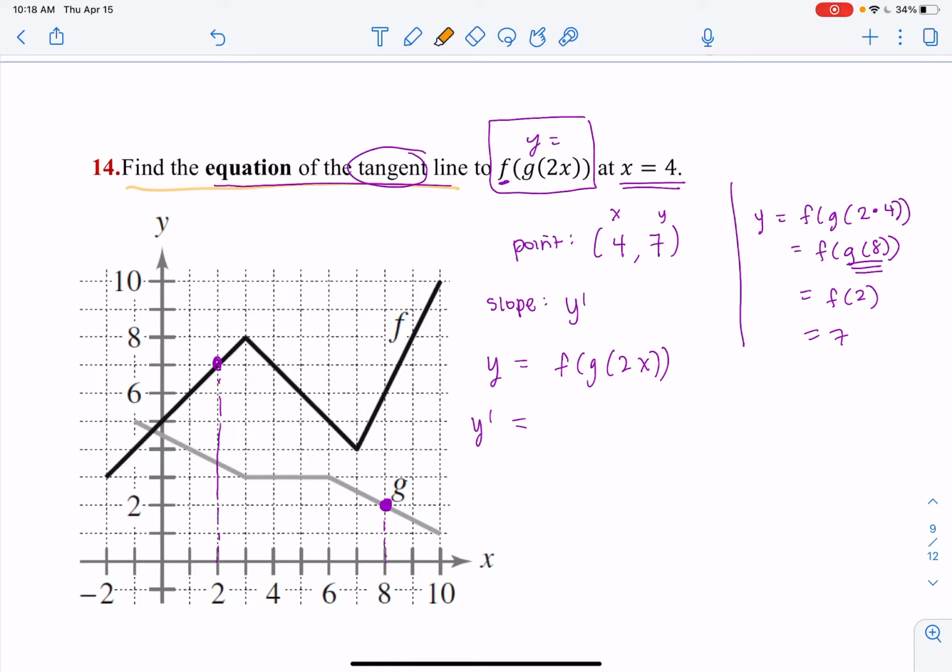Remember, the chain rule says take the derivative of the outside function first, and then leave the entire inside the same. So I'm going to write g of 2x. Then you multiply that by the derivative of the inside now. Well, again, I have a function in a function. So let's take, again, the derivative of the outside first and leave the inside the same. And now we'll multiply again by the derivative of the inside, which is just 2. So we apply the chain rule twice. Once for the f, and then once for doing g.